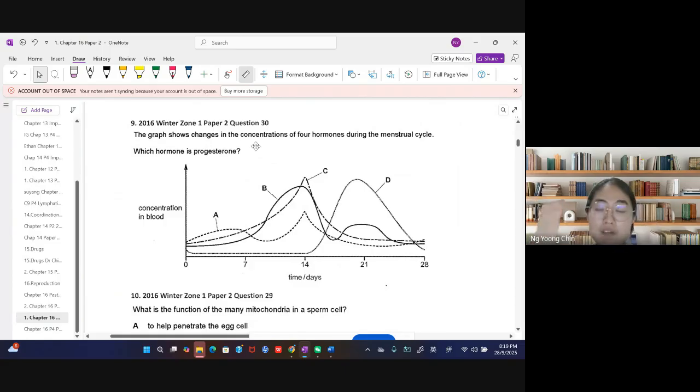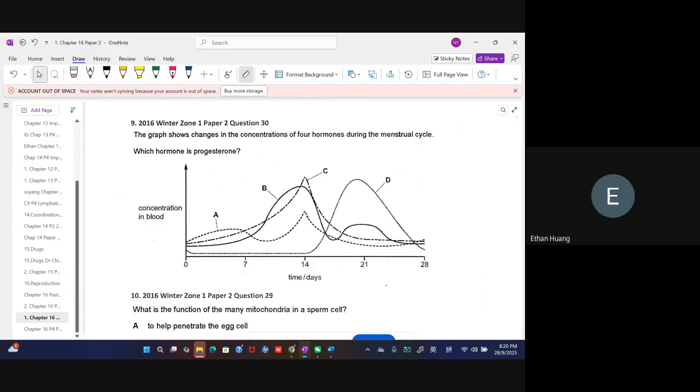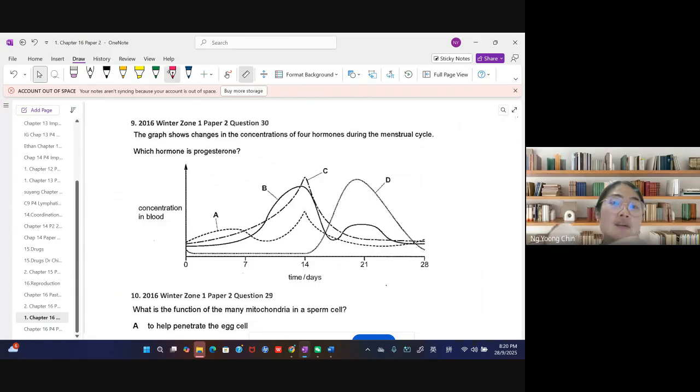Progesterone becomes very high in which days? The first 7 days, 7 to 14 days, 14 to 21 days, or 21 to 28 days? Which one? D. D? Yes, it's D. Why is it D? It's because it's last. It's the last hormone. Usually the progesterone, you can see the position will be the last part. Right here, see the last part.